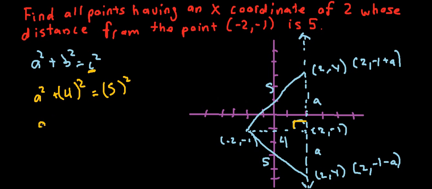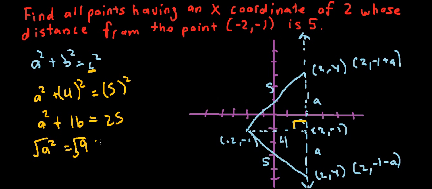So let's go ahead and solve for this. A squared plus 16 is equal to 25. A squared, so we subtract 16 from both sides, is equal to 9. We take the square root of both sides. So A is equal to 3. So we found out that A is equal to 3.